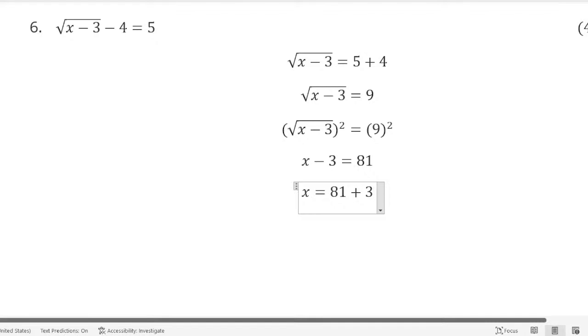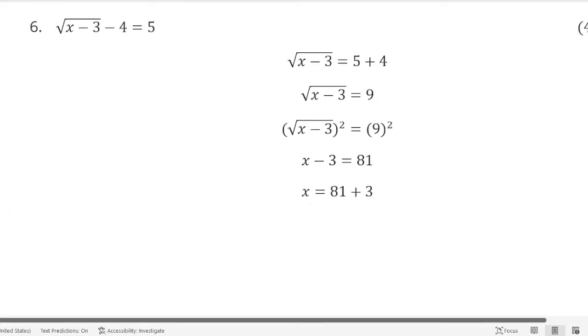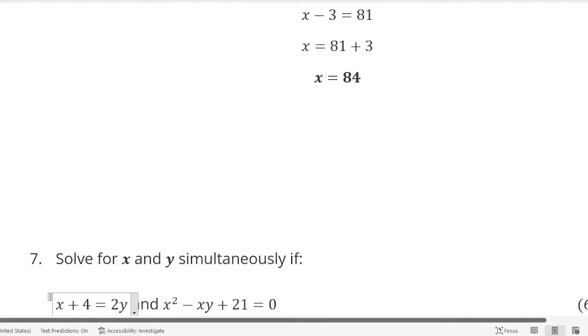So the final answer will be x is equal to 84. 81 plus 3, that is 84. So the value of x is 84. I hope you are following.